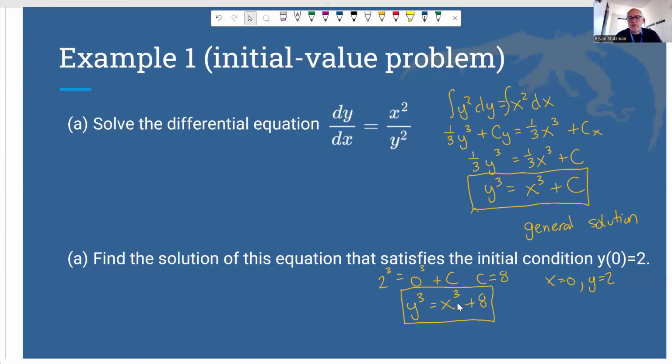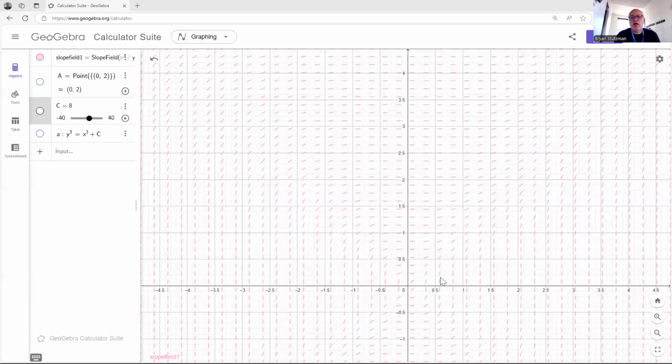All right, so let's examine that solution. y cubed equals x cubed plus 8. So here is the slope field for dy/dx equals x squared over y squared. Notice when y equals 0, I'm doing x squared divided by 0, so I have an infinitely steep line. When x equals 0, the slope is flat. And at different x's and y's, I get different slopes.